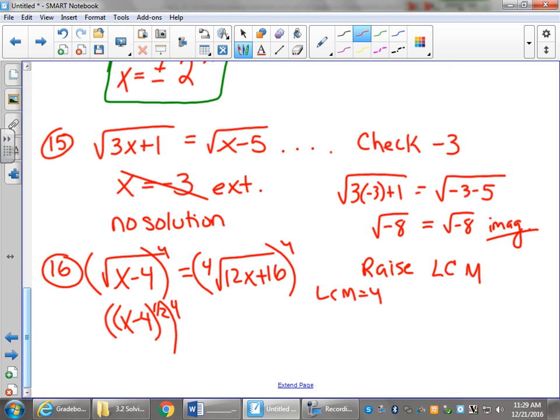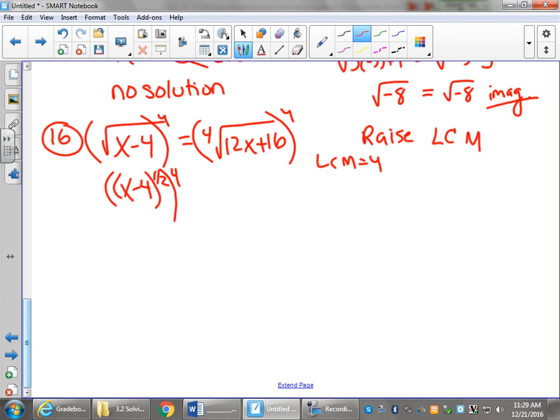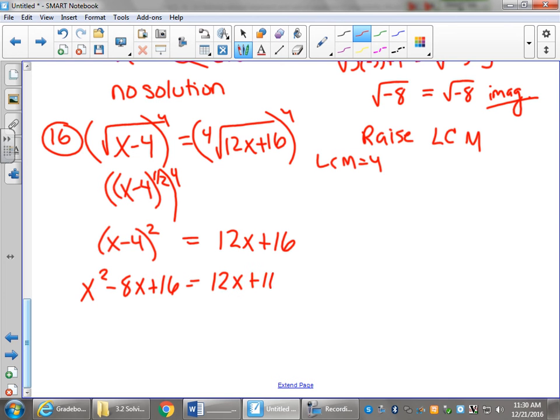If I rewrite it like that, what would you do with the 1/2 and the 4? What operation? Multiply them. So what is 1/2 times 4? 2. So that's going to become, on the left, x minus 4 squared. We will have to FOIL that out in a minute, and on the right-hand side, they canceled. If we FOIL on the left, x minus 4 times another x minus 4, we get x squared minus 8x plus 16, the same expression that we had earlier, equals 12x plus 16.